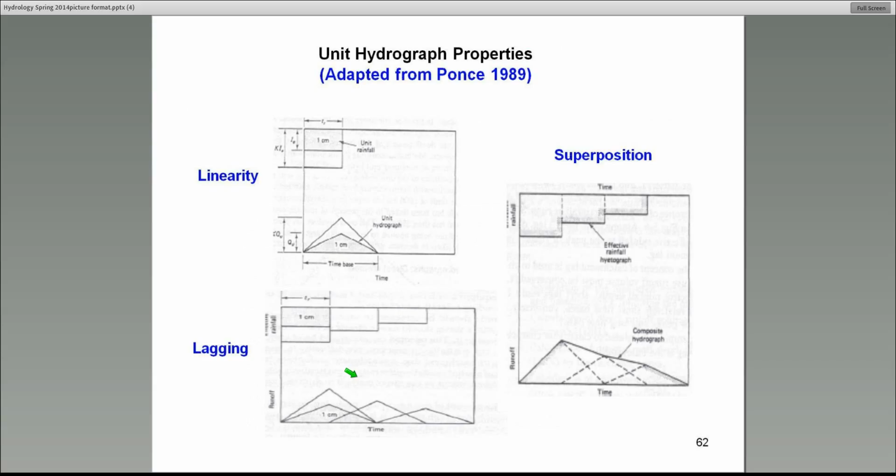One is called linearity, lagging, and so on. Linearity means if the unit hydrograph is due to 1 centimeter or 1 inch, and 2 inches of rainfall excess occurs in the same duration, then you double the ordinates.